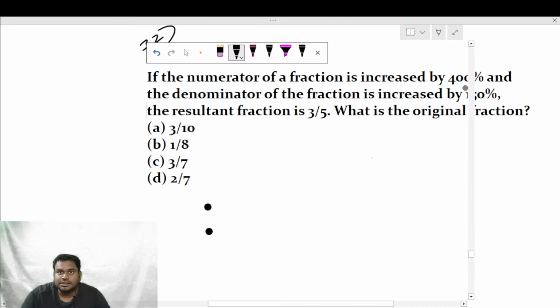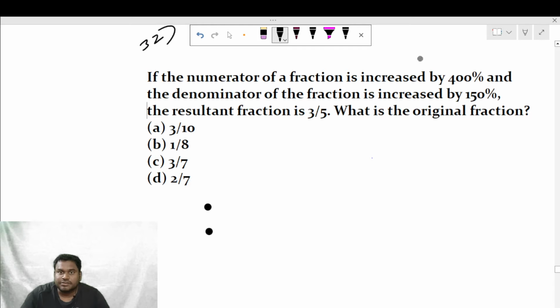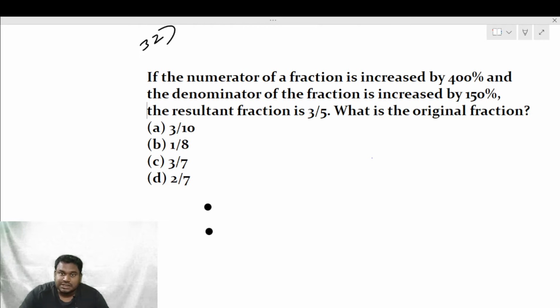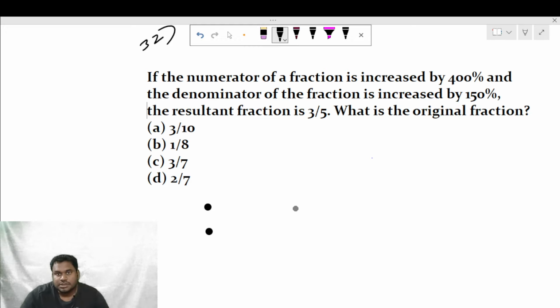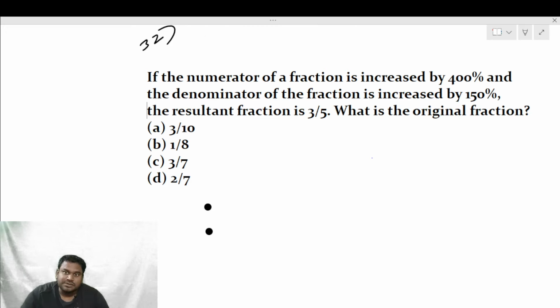Numerator of a fraction is increased by 400%. The denominator of the fraction is increased by 150%. The resultant fraction is divided. So what is the original fraction?